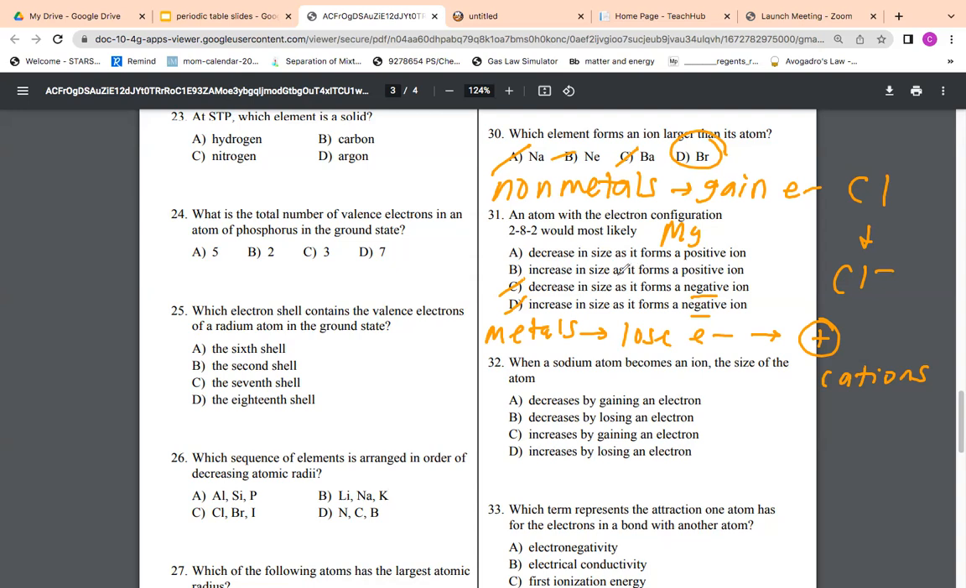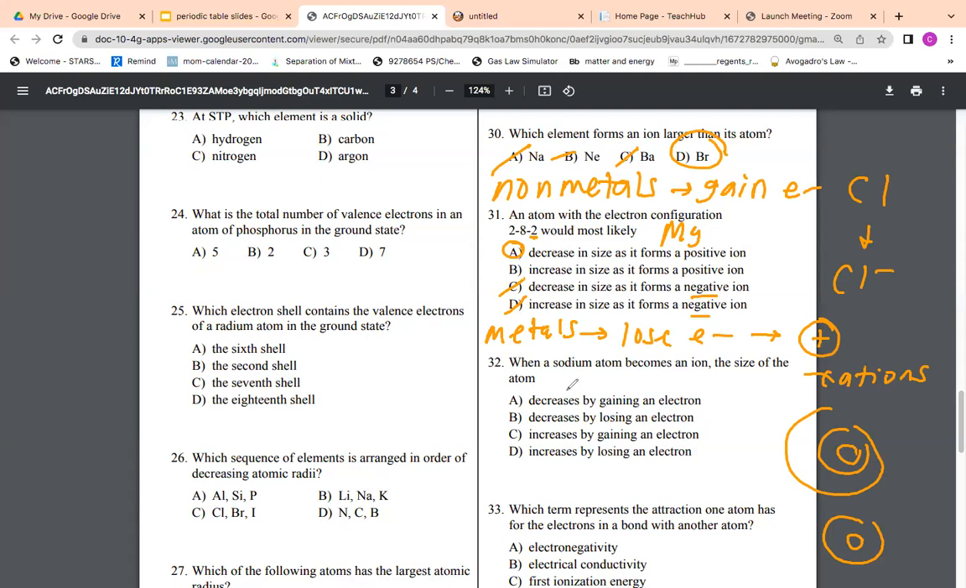Now, again, when you lose something, what happens? For example, magnesium is an alkaline earth metal. It's going to lose those 2 valence electrons so that its configuration will just be 2,8, which is like neon, one of the noble gases. We go from magnesium looking like this to magnesium looking like this. It literally loses an entire shell, so it actually gets smaller. So we want to go with choice A, decreases in size as it forms a positive ion.